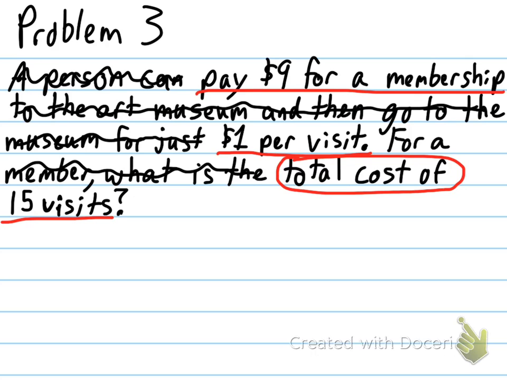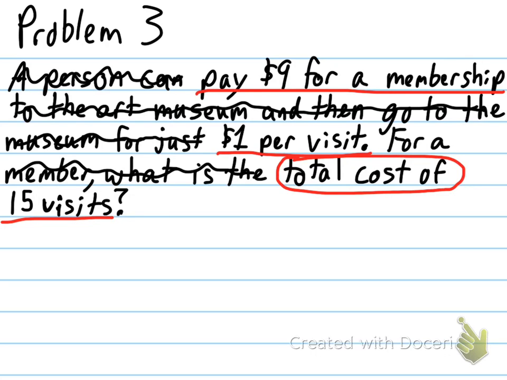Right, and I went ahead again and underlined and circled everything. The important things I found here was it says pay $9 for a membership. It's $1 per visit. And then we're looking for the total cost. And then 15 visits is important because that's how many visits we are actually doing.